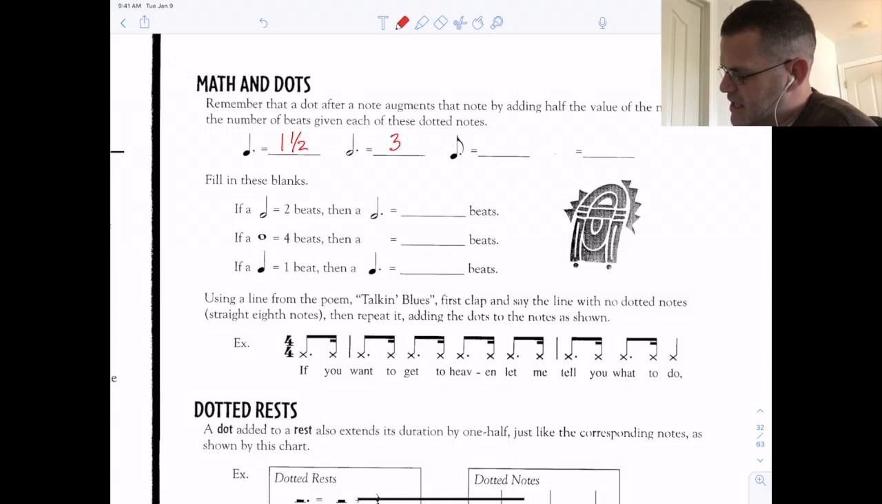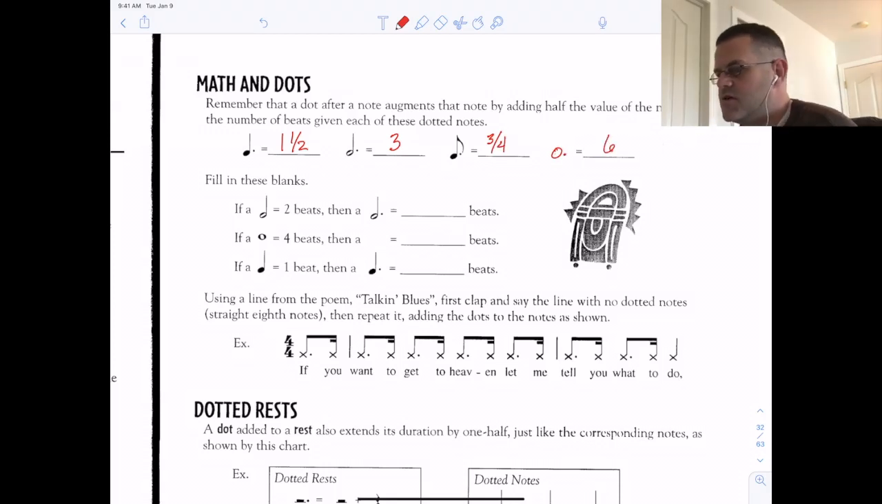A dotted eighth note is going to be half of a beat plus half of that, which is a quarter, so 3/4 of a beat. And then dotted whole, 4 plus 2 is 6. Don't know why they didn't print those dotted whole notes. If you didn't get that, won't hold it against you.